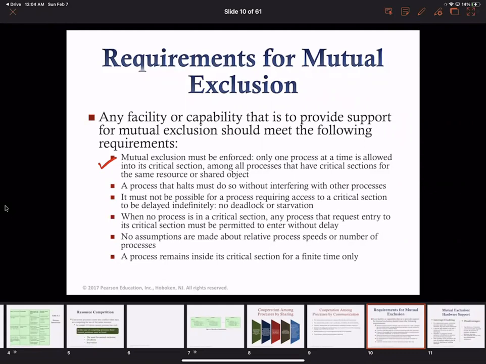A process that halts in its non-critical section must do so without interfering with other processes. It must not be possible for a process requiring access to a critical section to be delayed indefinitely. So, no deadlock, no starvation. When no process is in the critical section, any process that requests entry to its critical section must be permitted to enter without delay. No assumptions are made about relative process speeds or number of processors. Also, a process remains inside its critical section for a finite time only.